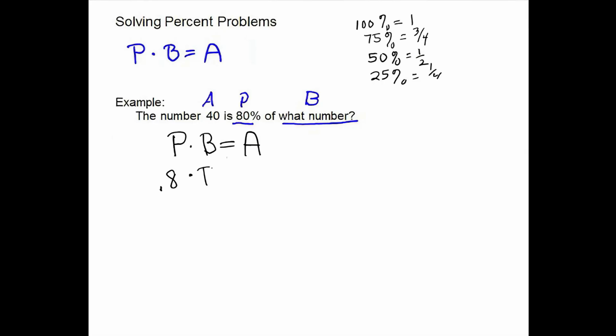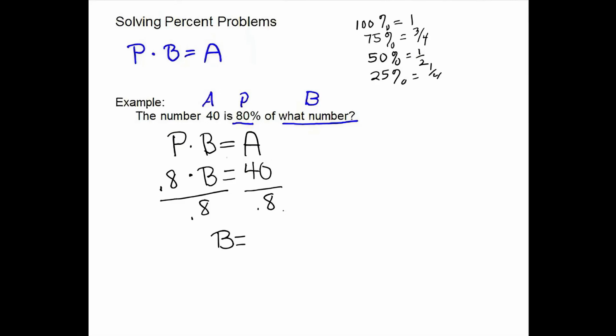Our base we did not know, so we'll keep a variable. Our A is 40. And now we just solve with our equation solving skills. So we want to isolate the B. We will divide on both sides by 0.8. This will give us just B on the left. On the right-hand side, we're going to divide that out.